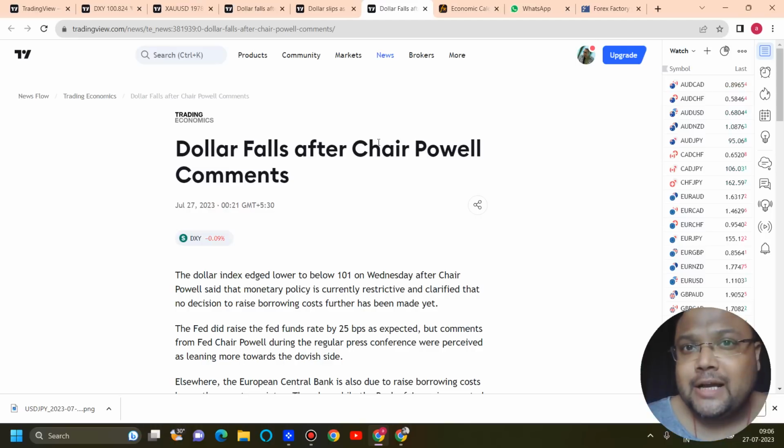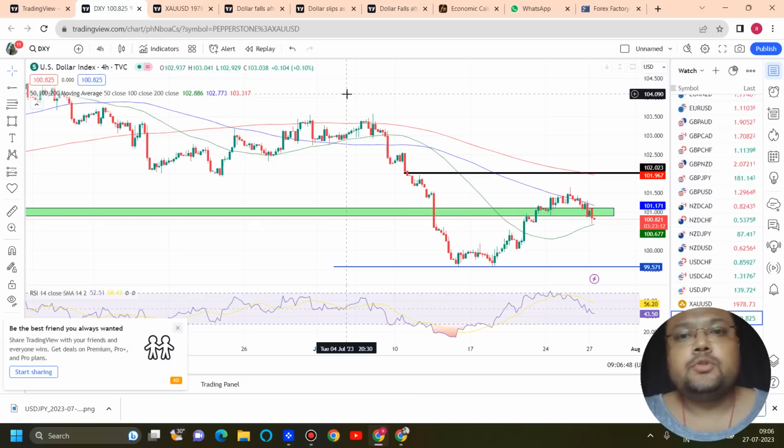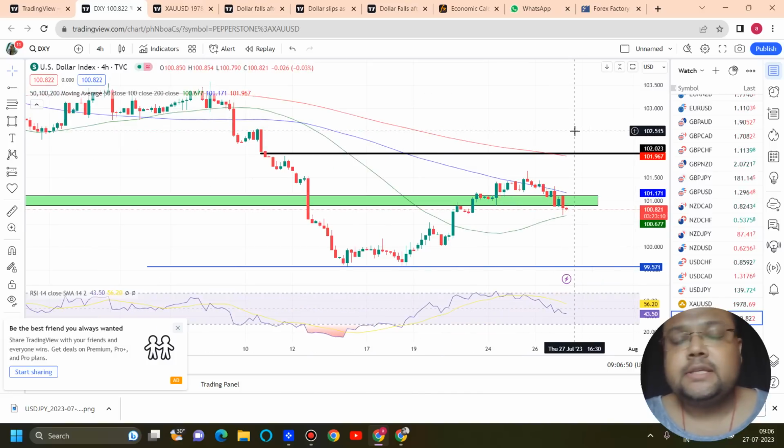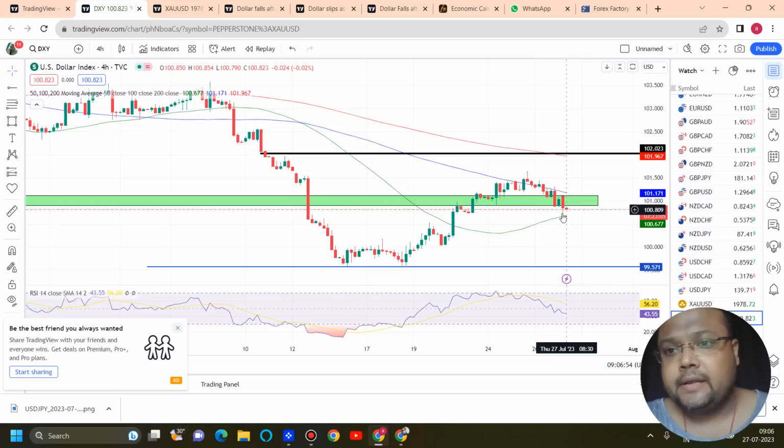I told you guys that after the news, even if the market goes for a rate hike, there's a high chance that the market makers will try to book their profits and we may see a correction sell on the chart of DXY, and we saw that only. So if you look at the chart of DXY, the dollar index is standing at 100.82 right now and the correction is still going on.